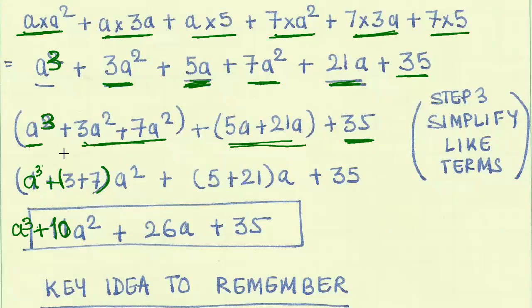Now if we were to simplify this further, the a cube comes down. I can add the coefficients of the like terms, that is a square plus a square. So we get 3 plus 7 a square, and I can again add the coefficients of the like terms here, so we get 5 plus 21, and then this 35 remains as it is over here. So when we simplify further, we get a cube plus 10a square plus 26a plus 35. So this is the product of the binomial multiplied by a trinomial.